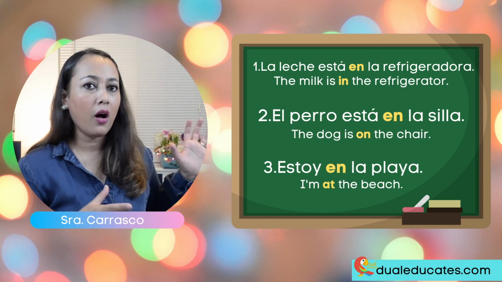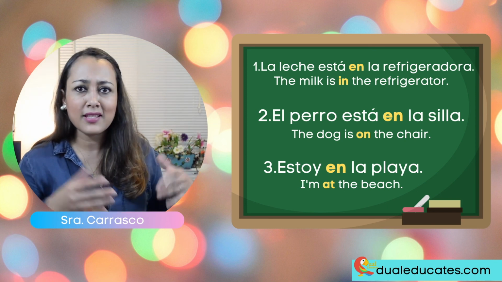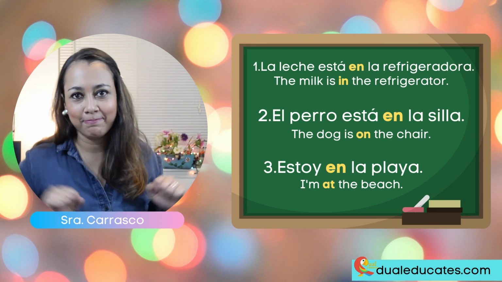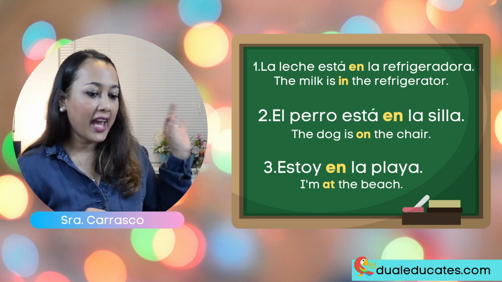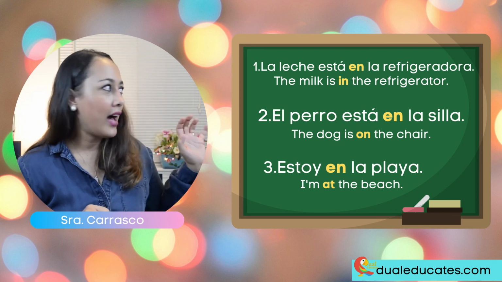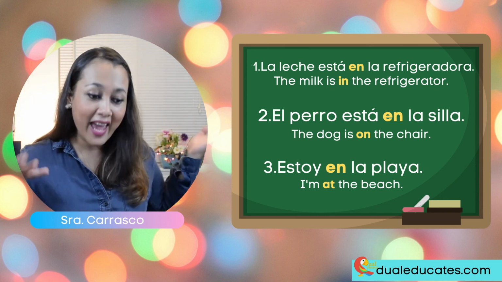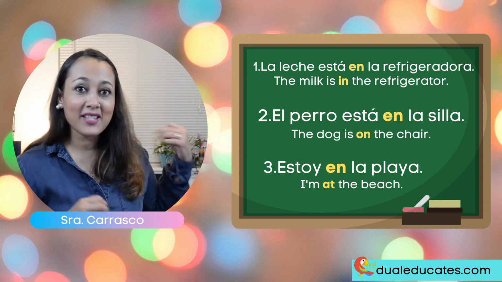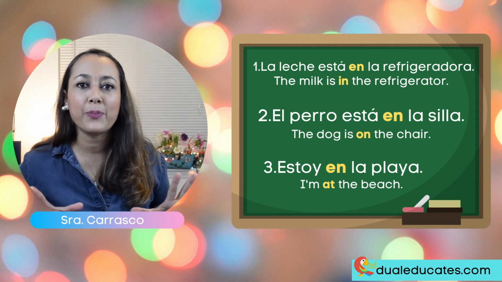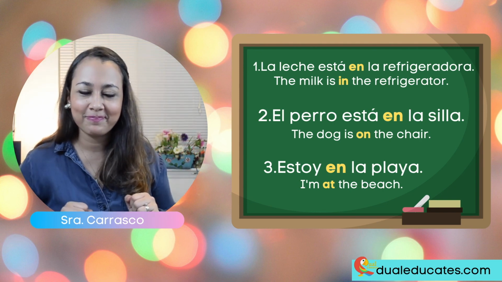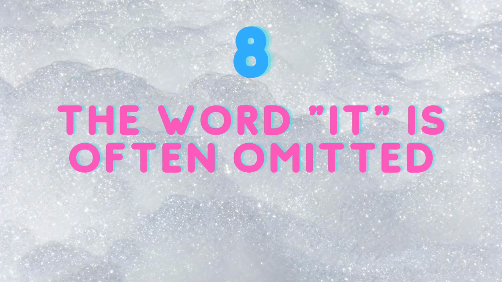The dog is on the chair. It's the same preposition. En. And number 3, estoy en la playa. I'm at the beach. It's the same preposition. En. For these 3 sentences, we use the same preposition en. Do you like that?